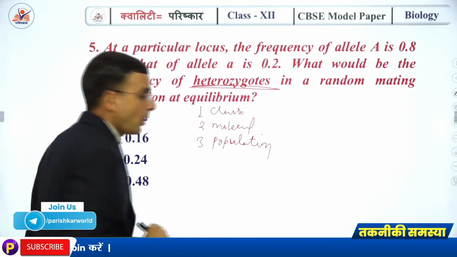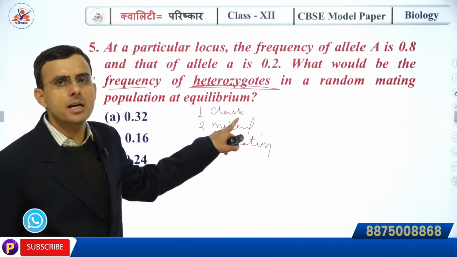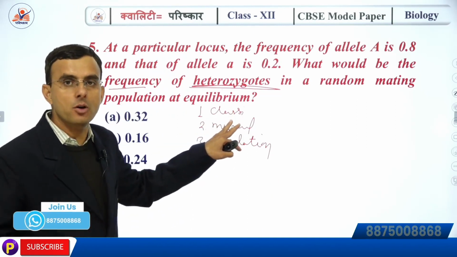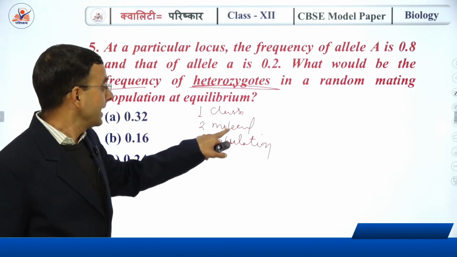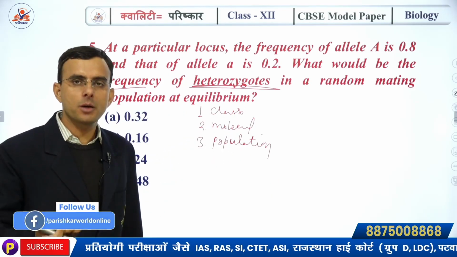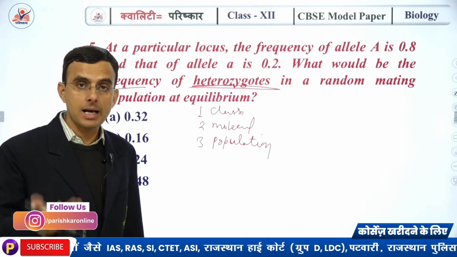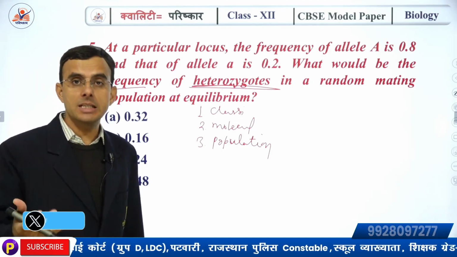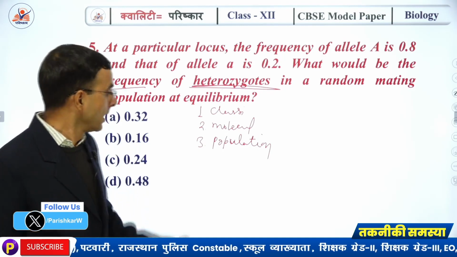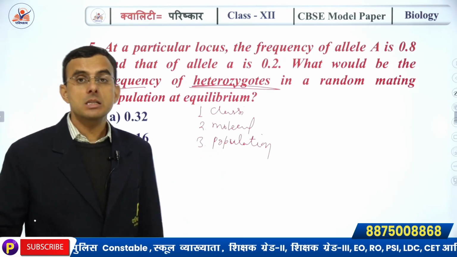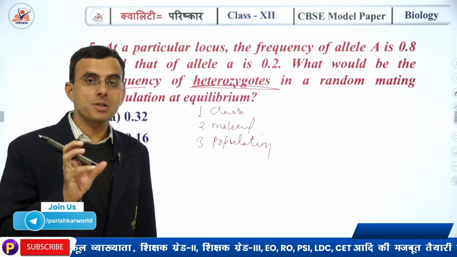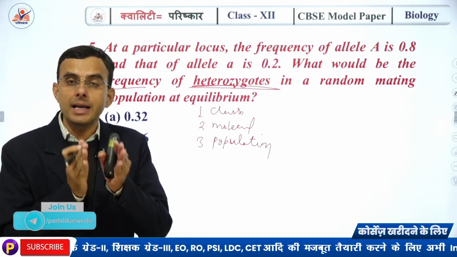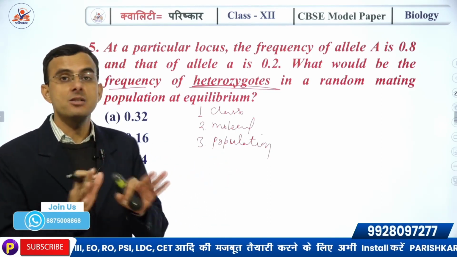Third one is population genetics. In classical genetics, we study the transmission of characters from one generation to the next. In molecular genetics, we go to the molecular level: what DNA and RNA are, and how, through the central dogma, these genes are expressed in the form of characters. Now the next one: a species constitutes a population, and in that population, how do these genes behave?